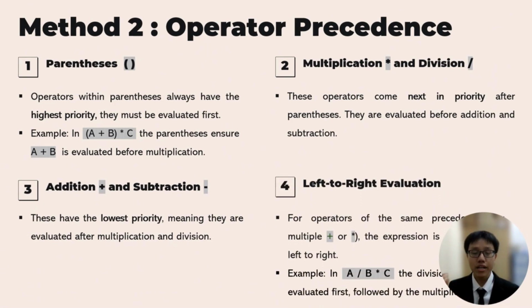Fourth, left to right evaluation. For operators of the same precedence, the expression is evaluated from left to right. Example, in A divided by B multiplied by C, the division of A by B is evaluated first, followed by the multiplication with C. Because division and multiplication have the same precedence, evaluation proceeds from left to right.